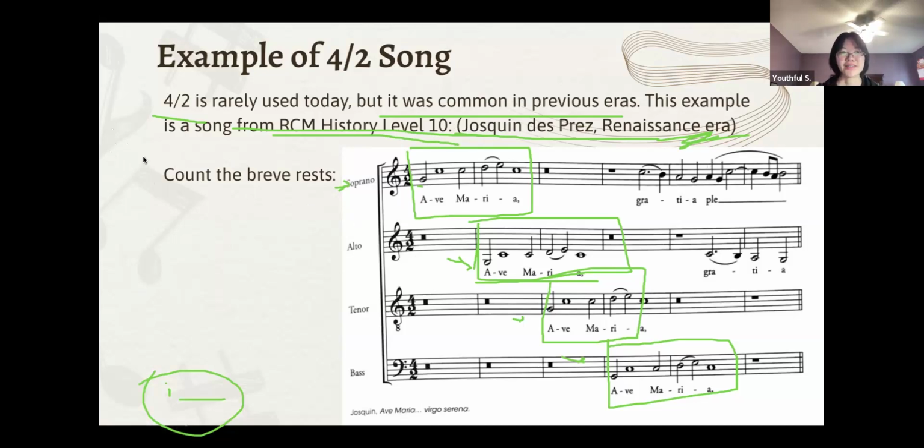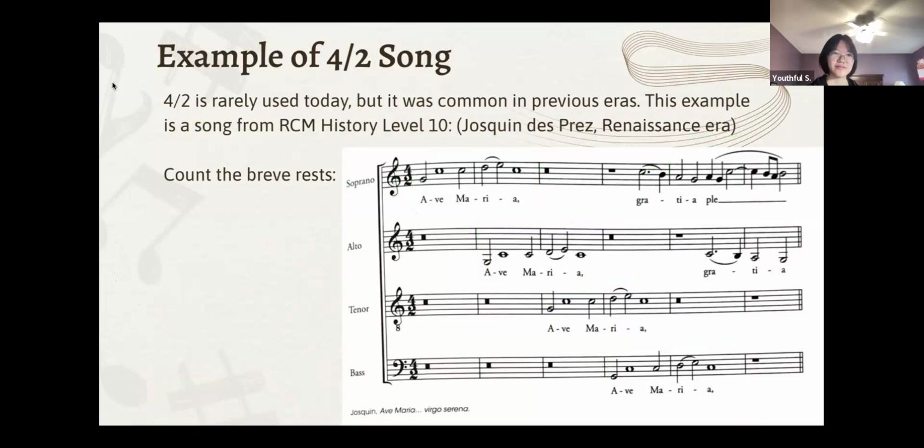So the main point of this example was to make you have a taste of the suffering of listening to songs in music history. Yeah, pretty much. And also to show you 4/2 time. So this is what a breve rest looks like. The one beat is a half note, so it's a bit slower. So it's very slow and sad.